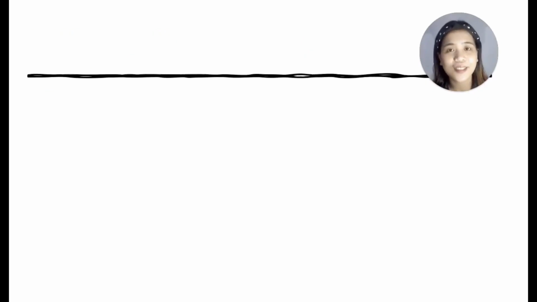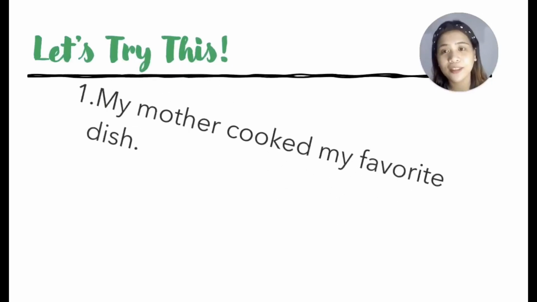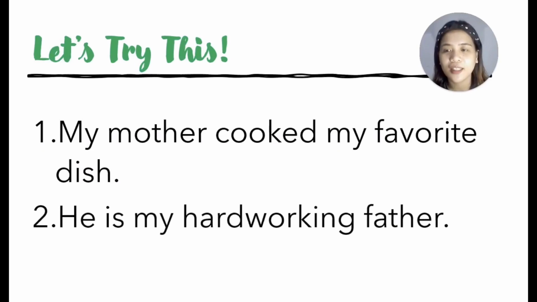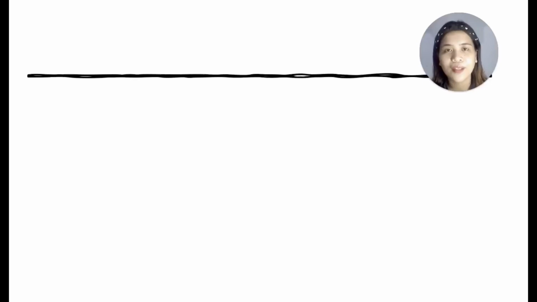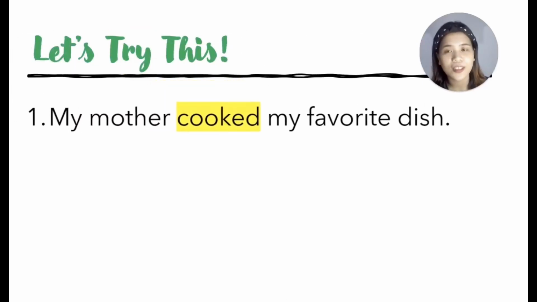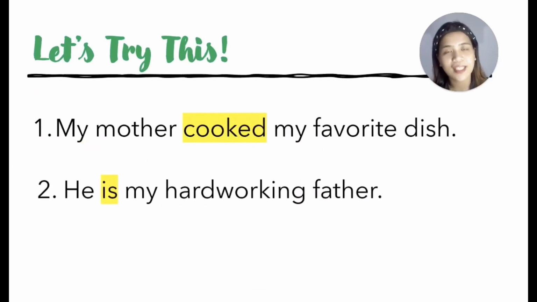Let's read the sentences together and identify the verb in each sentence. Number 1, my mother cooked my favorite dish. Then number 2, he is my hardworking father. Remember the definition for verb, which word there states action or being. Let's reveal the answers. Number 1, cooked, and number 2 is. I hope you got the correct answer.